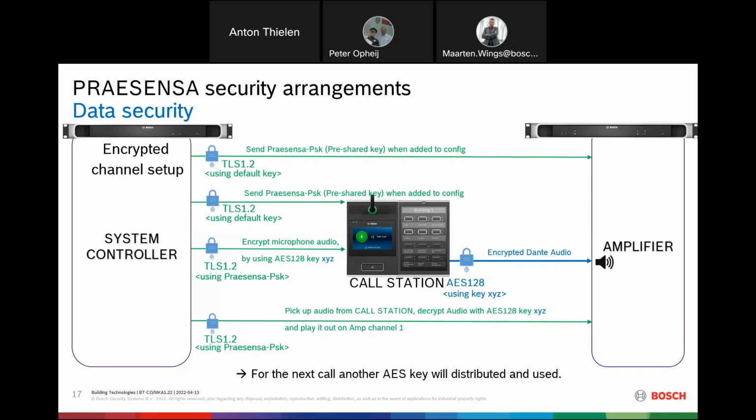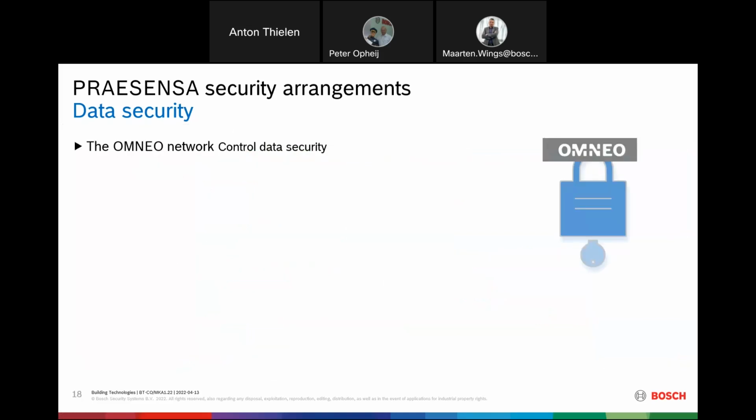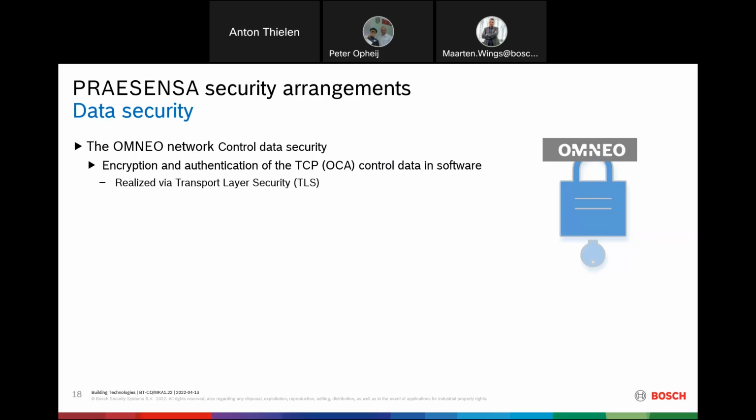And for the next call, another AES key will be distributed and used. So every time you create a new call, another audio key is sent, and every audio channel in your system will have its own audio key. Now a little bit again on the network control data security. We are using that TCP OCA control in software via this TLS.